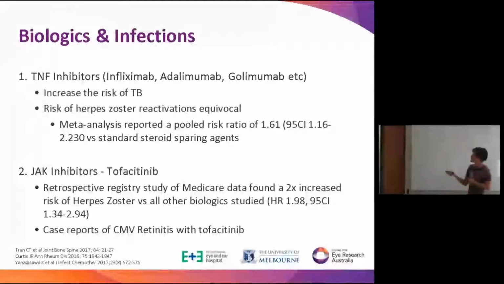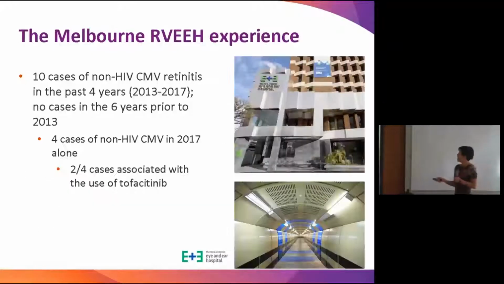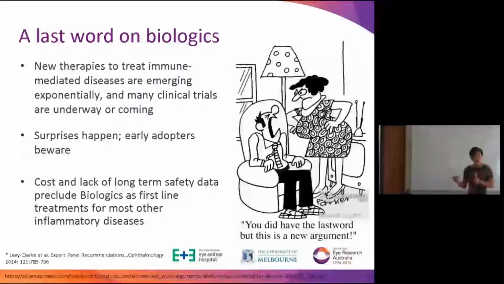So biologics and infections is something we have to be aware of. With TNF inhibitors, mainly it's TB that we have to worry about. With regards to the JAK inhibitors, it's herpetic disease, as highlighted by my patient. Just the last word on biologics: they sound great, they're new therapies, but surprises do happen. We get bad infections where it's hard to balance out what to do. And they're really, really expensive. So we really have to justify the use of these medications and not be too swayed by the promise of the new.